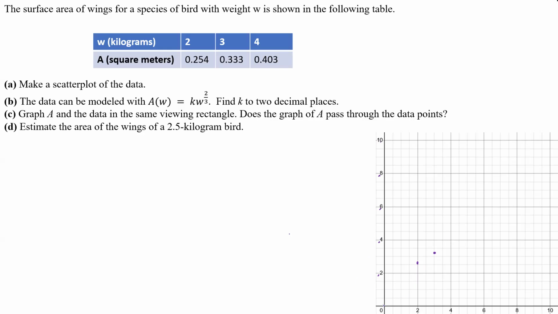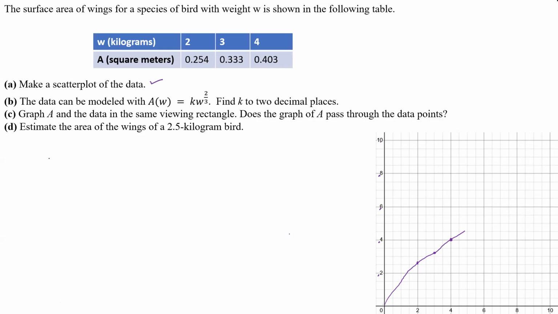So this is going to look something like that. The scatter plot is the dots, and then we kind of drew in a line, hopefully. So again, that's the scatter plot, so that part's done. Now the data can be modeled with it, find k to 2 decimal places.